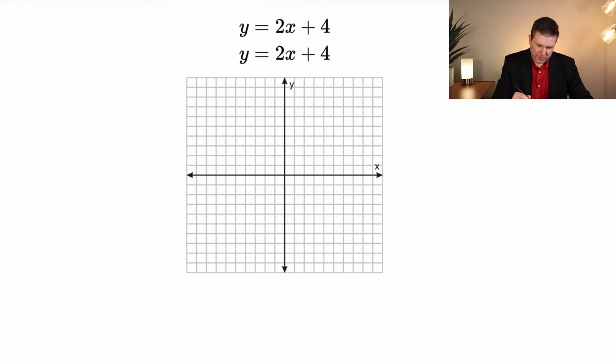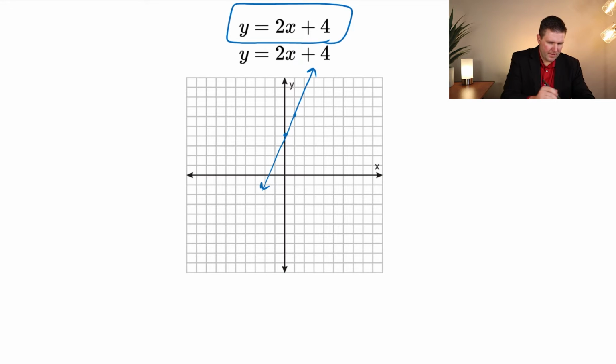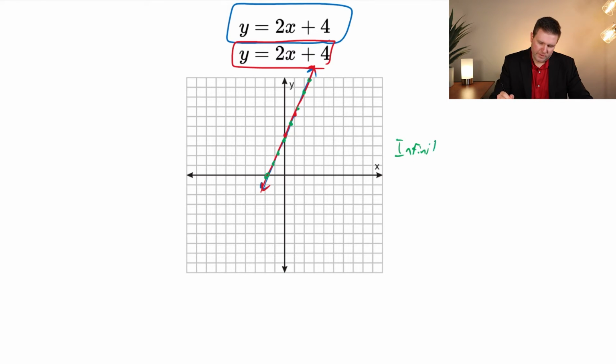So 1, 2, 3, 4, and then up 2 over 1, very simple. So first line looks like that, which I'll put in blue here, and then as you'll expect, the red line will start here, go up 2 over 1, and completely overlap, and I'm going to use green to express the intersection points, which are everywhere. So infinite number of intersection points, so infinite solutions when the lines overlap.